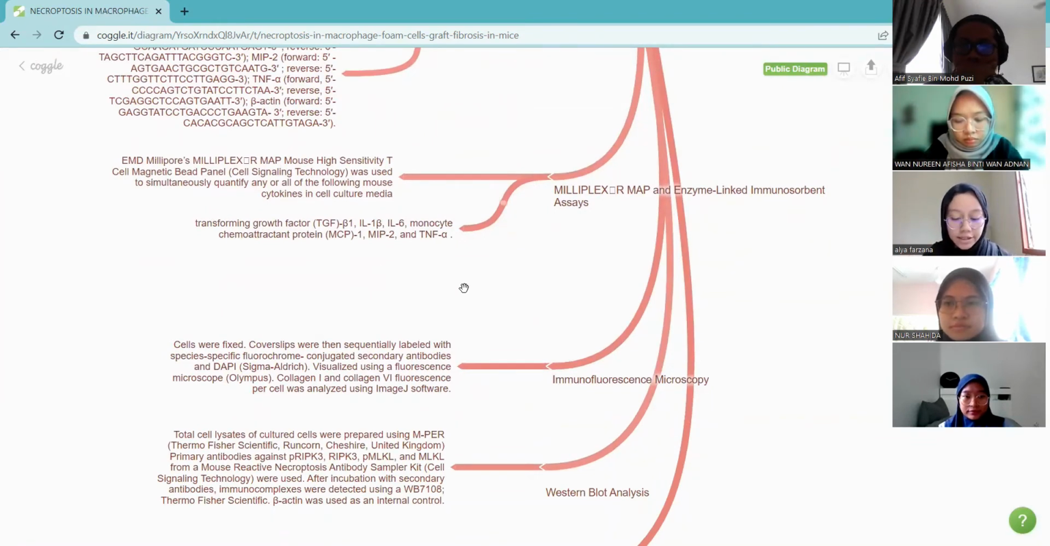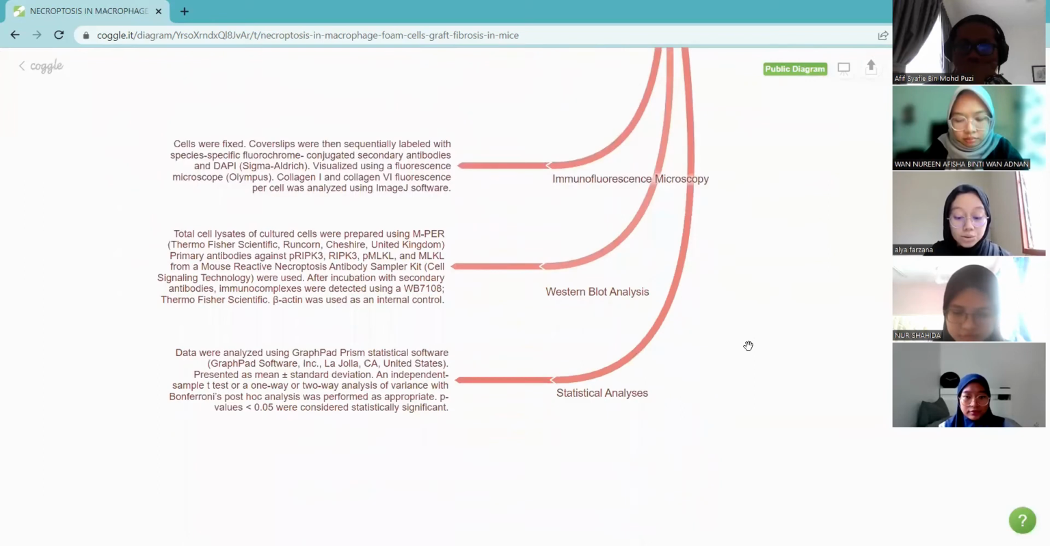And then next, they use immunofluorescent microscopy. First, the cells were fixed using PBS and many antibodies. Then coverslips were sequentially labeled with species-specific fluorochrome conjugated secondary antibodies and the DAPI, which is from Sigma-Aldrich.